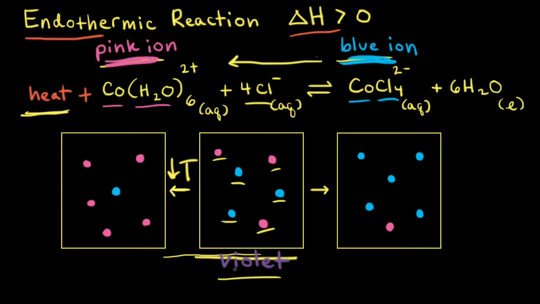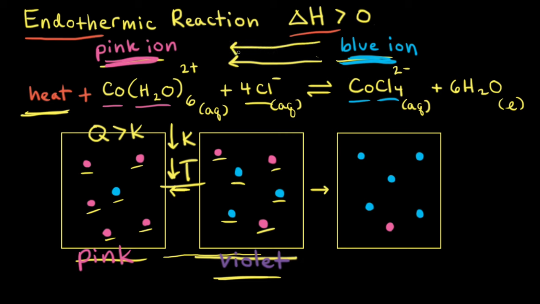So when we compare the middle particulate diagram to the one on the left, there's a lot more of the pink ion than there is of the blue ion. Therefore, the overall aqueous solution is going to appear pink. If we think about what's happening using Q, for an endothermic reaction in general, when you decrease the temperature, you decrease the equilibrium constant. And if the equilibrium constant decreases, now Q would be greater than K, which means too many products and not enough reactants. Therefore, the net reaction would go to the left.